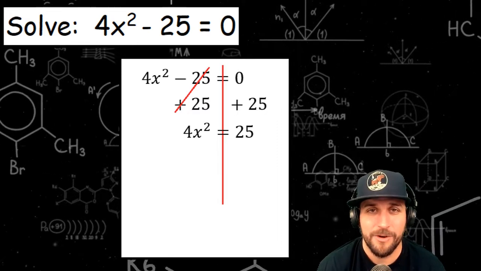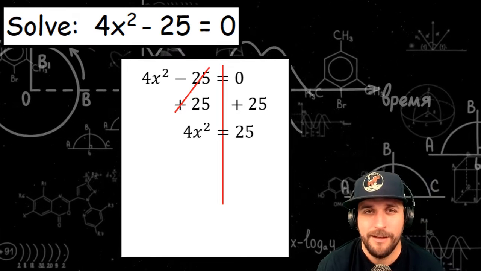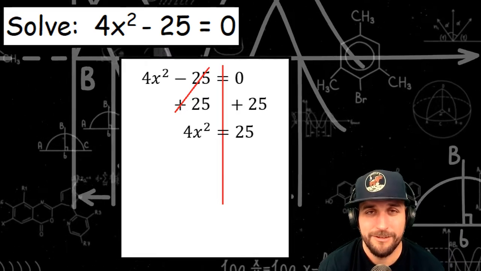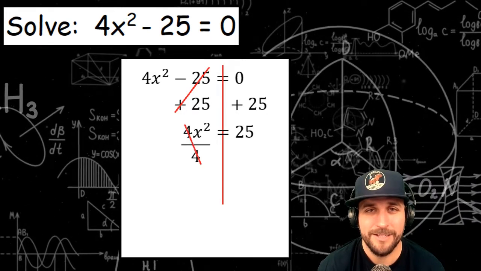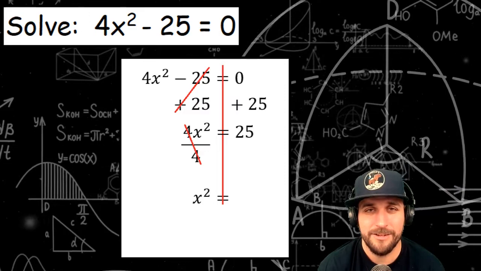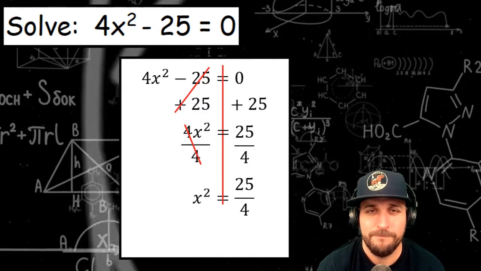I want to get x squared by itself equaling a number. So I want to get rid of that 4. The 4 is multiplying x squared, so I use division, divide by 4. That turns into a 1, so I have x squared by itself. I do it to the other side, so I get x squared equals 25 over 4.